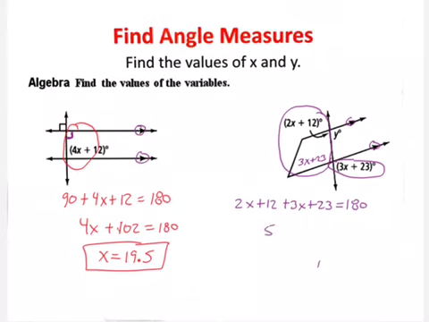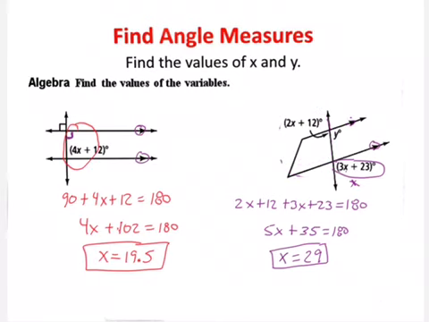I'll combine my like terms. I get 5x plus 35 equals 180. And I should get x to equal 29. Once you know what x is, you're just going to have to plug it back in order to find y. Or you could think of it this way. Either way, we have to plug it back in. So if we plug it back in here, because y and 3x plus 23 are corresponding angles.